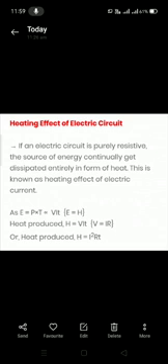Next topic is heating effect of electric current. If an electric circuit is purely resistive, the source of energy gets continuously dissipated entirely in the form of heat. This is known as heating effect of electric current. Now, derivation of heating effect of electric current.